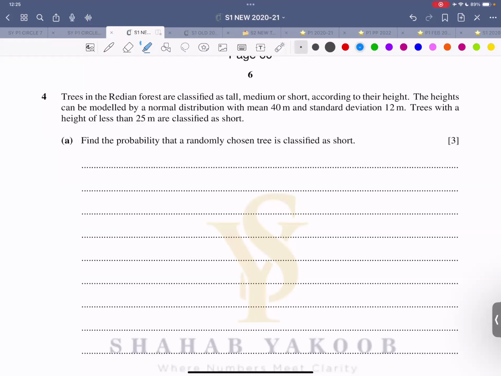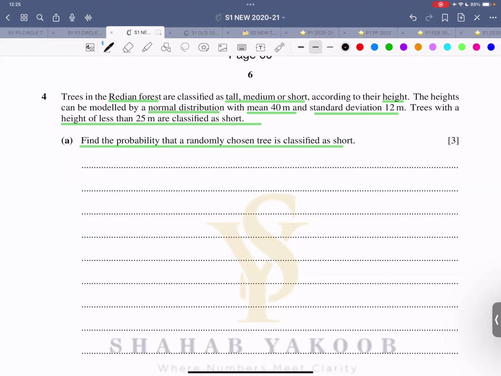Let me grab my highlighter. Trees in a radian forest are classified as tall, medium, or short according to their height. The heights can be modeled by a normal distribution, mean 40, standard deviation 12. Trees with a height of less than 25 meters are classified as short. Now, these kind of questions we have done many, many times. It could be about the length of the journey. It could be about watermelons or melons, something like that. First part, find the probability randomly chosen tree is classified as short.